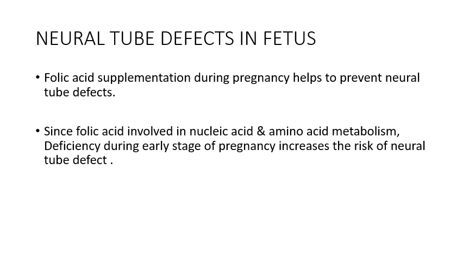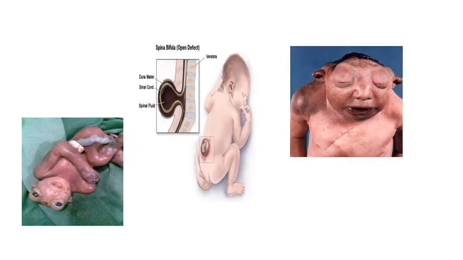So this FIGLU can be estimated in a patient having folate deficiency. Now the next deficiency manifestation is neural tube defect in the fetus. Folic acid supplementation during pregnancy helps to prevent neural tube defect. Since folic acid is involved in nucleic acid and amino acid metabolism, deficiency during the early stage of pregnancy increases the risk of neural tube defect. So in this figure you can appreciate the neural tube defect.